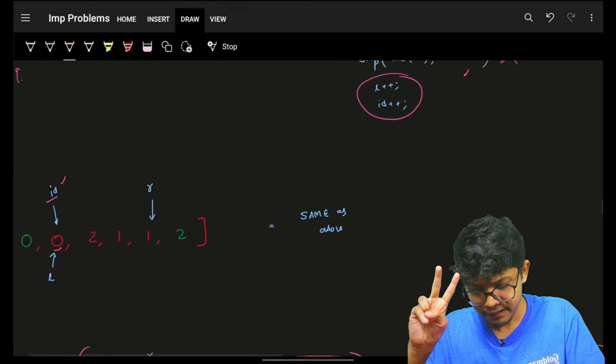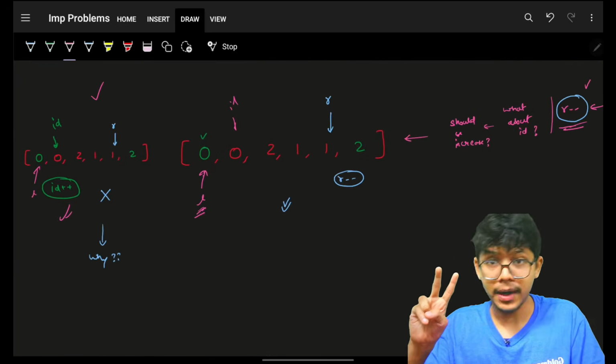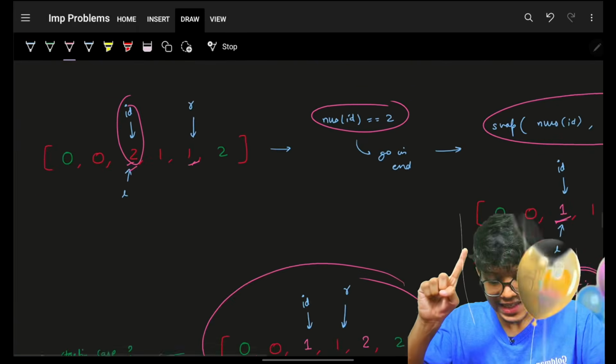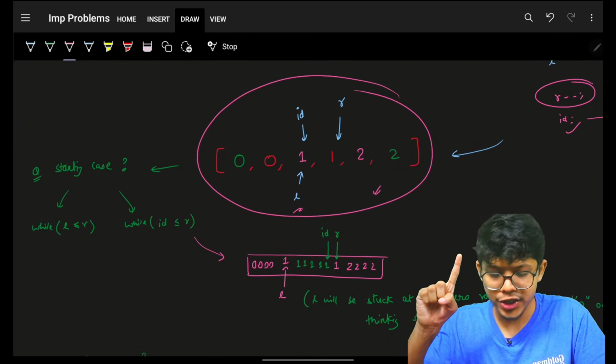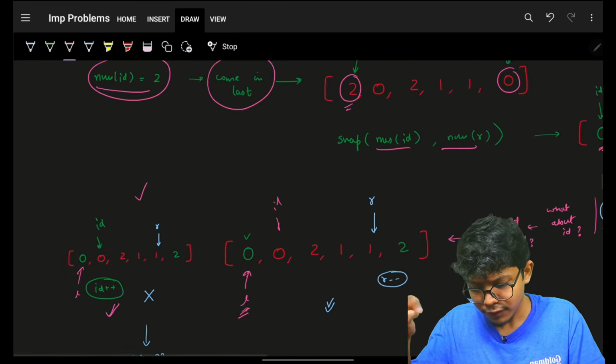Firstly, Aryan, why did you not decrease your ID? Just tell that part. Sorry, why did you not increase your ID when you did a swap with R? That's the first question. The second question is, Aryan, how should I know when to end? Or you can say the third question is, from what should I start.